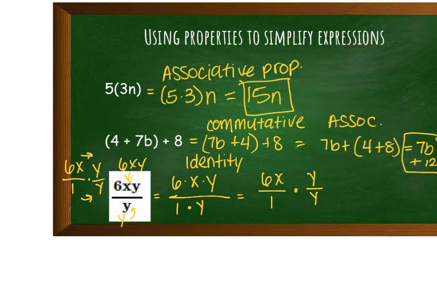Okay? So when we break it up like this, now we can say that the 6x divided by 1 just is 6x, times y over y, which is y divided by y, which is just 1. So now we have 6x, which is our answer. All right, cool.